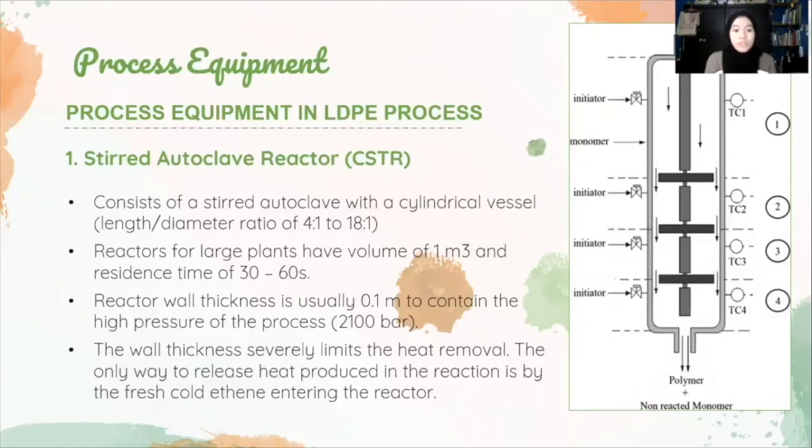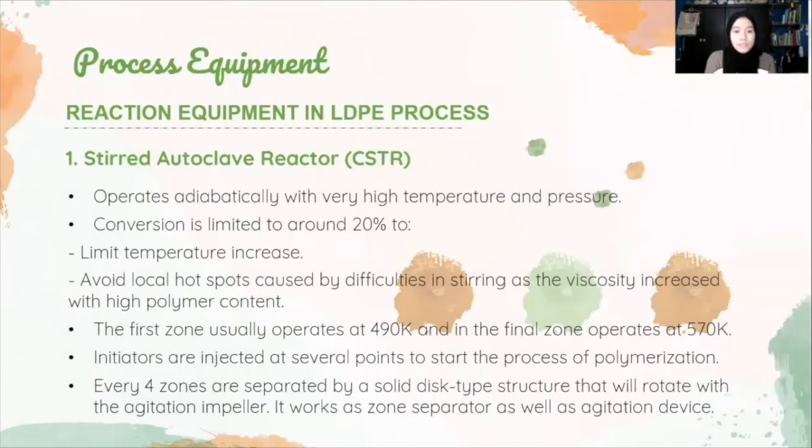bar. The wall thickness severely limits the heat removal, therefore the only way to release heat produced in this reaction is by the fresh cooled ethene entering the reactor. The CSTR operates adiabatically with a very high temperature and pressure. The conversion is limited to around 20% to limit temperature increase and to avoid local hotspots caused by difficulties in stirring as the viscosity increases along with the high polymer content.